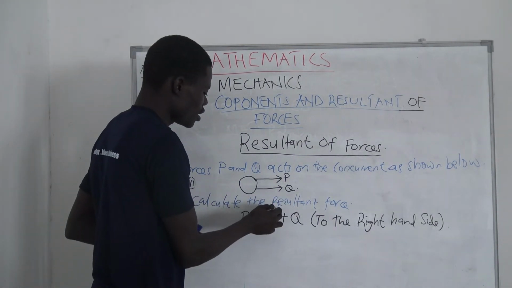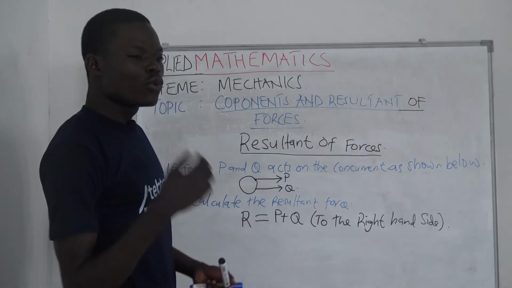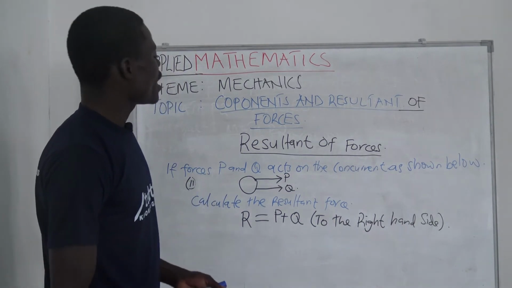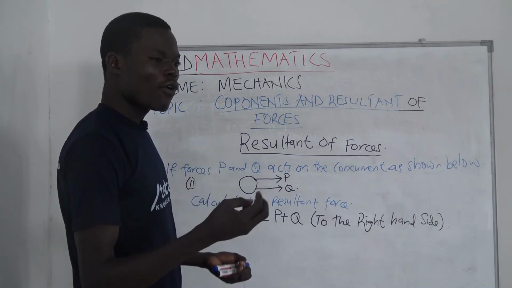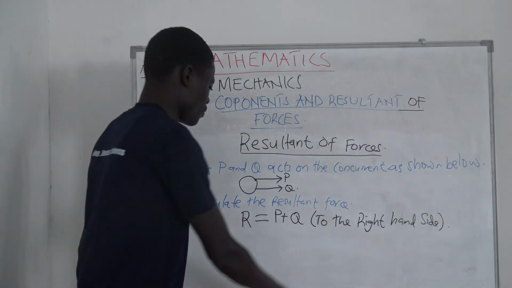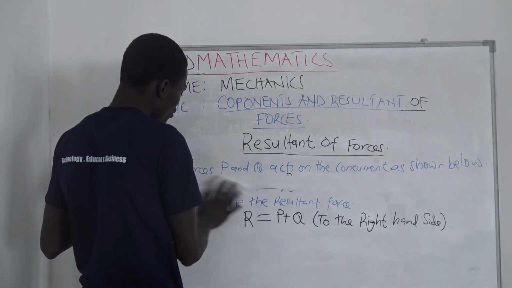Then the next thing: if now we have more than two forces acting on the body, that's 3, 4, or 5, how do we calculate those forces? Then let us look at how we calculate the resultant forces.